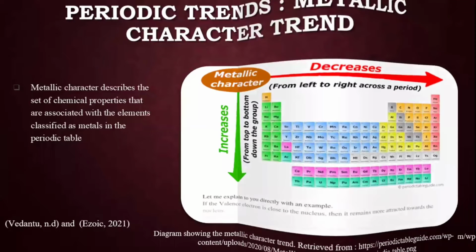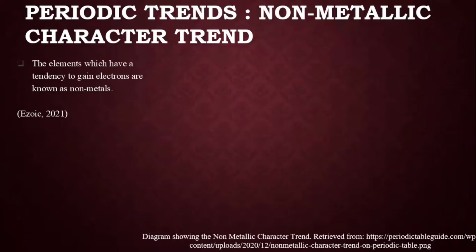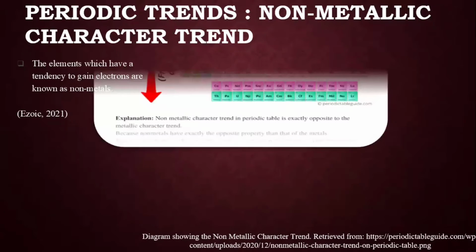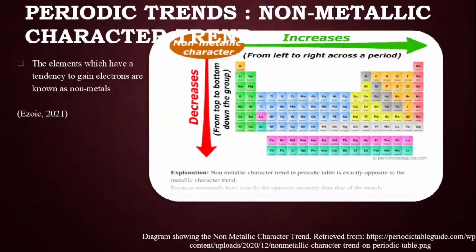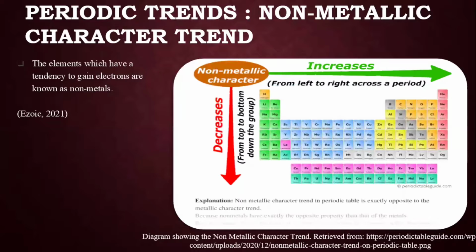On the next slide, we have the non-metallic character trend. This basically states that elements that have a tendency to gain electrons are nonmetals. The tendency to gain electrons increases on moving across a period due to an increase in the nuclear charge and decrease in the atomic size. As shown in the diagram, as we move across the period from left to right, the nonmetallic character of elements increases, while moving down the group from top to bottom, the nonmetallic character decreases.